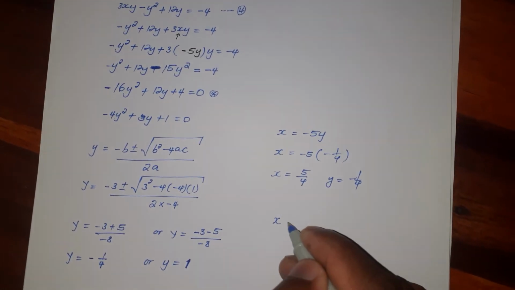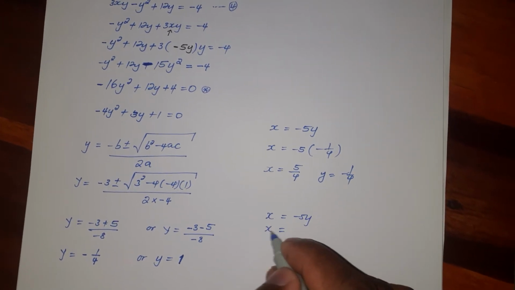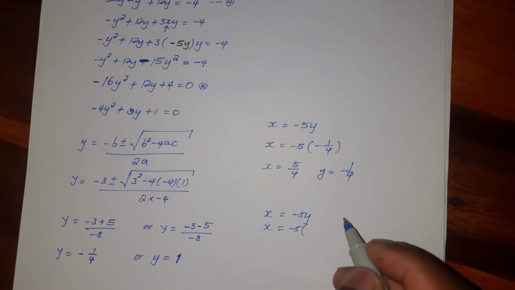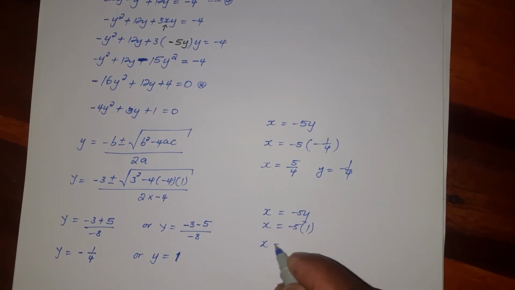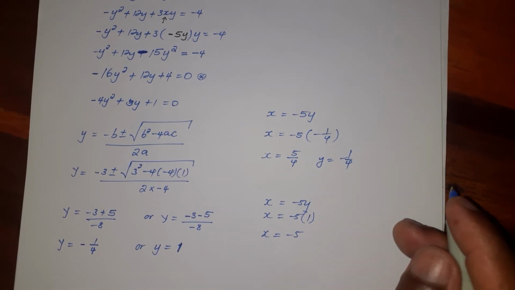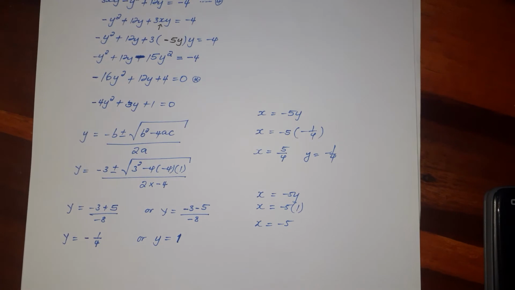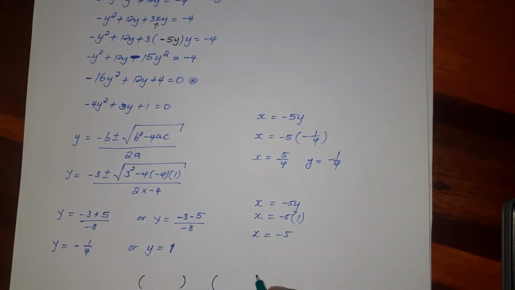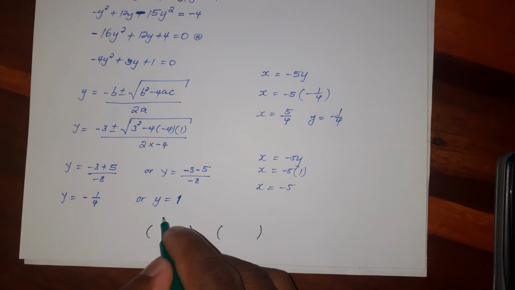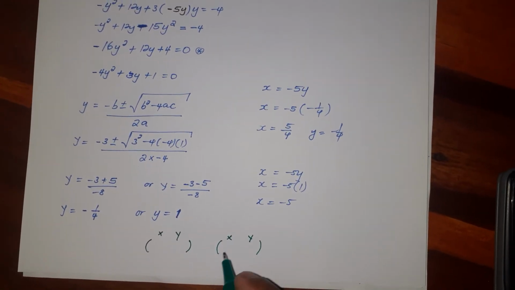And the other x value, they rewrite that formula, negative 5 when y equals 1, then x equals minus 5. Now the final answer should be indicated like this. Here is x, y, x, y.